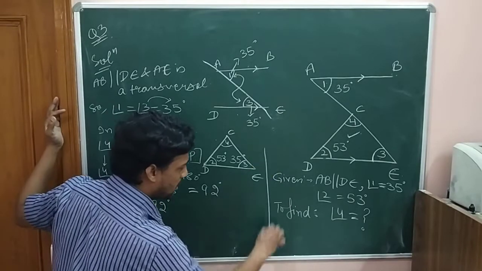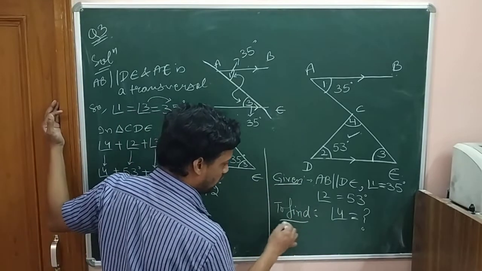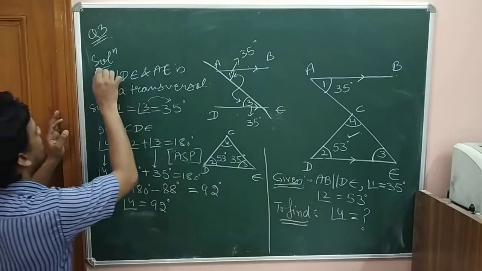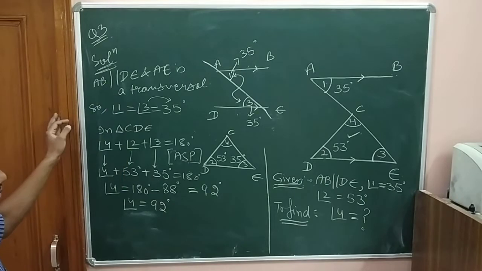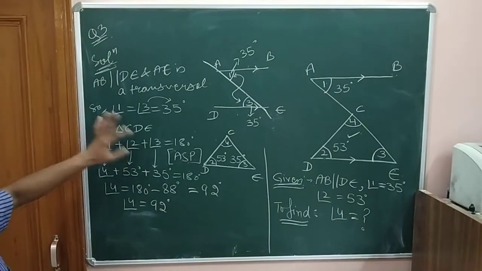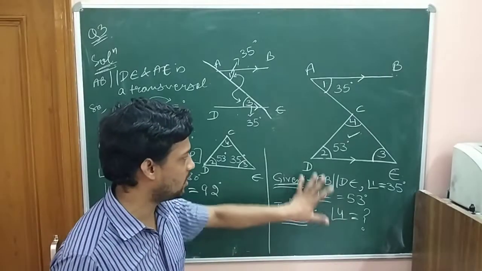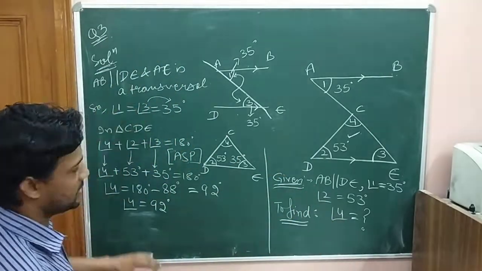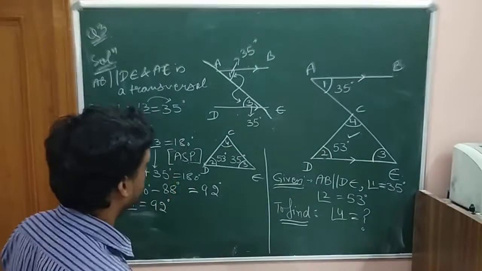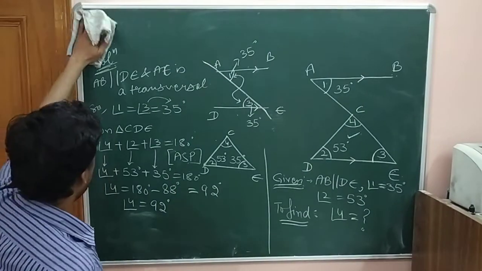So first of all, write the given, then to find, then the solution. My board is very small, that's why I have written the given, to prove, find and construction, everything here. Then the solution this side. Clear? Now come to question number 4.